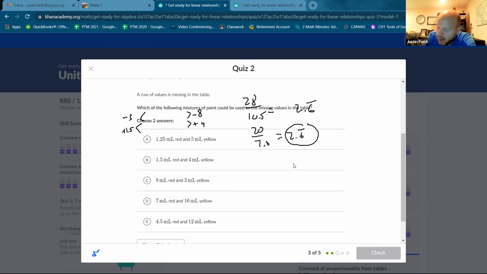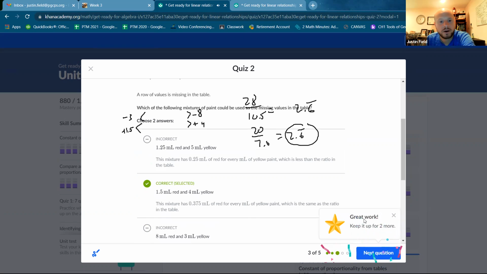Let's do it. 5 divided by 1.25? No. How about 4 divided by 1.25? Yes. 3 divided by 8? No. 16 divided by 7? No. It better be 12 divided by 4.5. Woo, it is. There we go. All right.